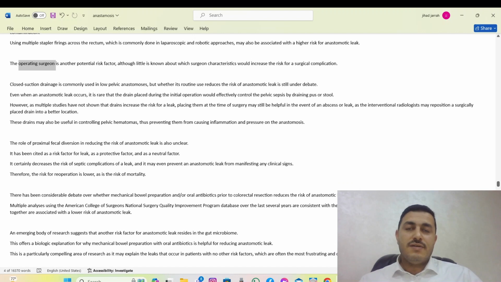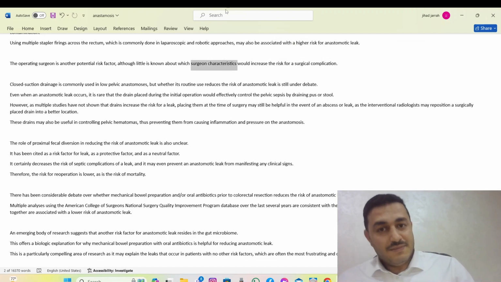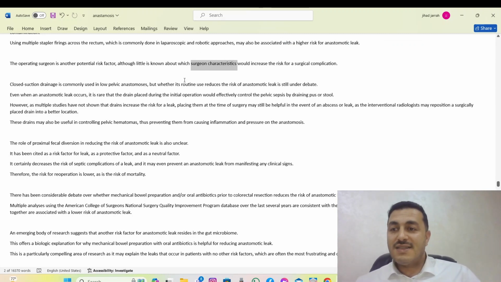The operating surgeon, unfortunately, is a risk factor, but we do not know what characteristic of the surgeon causes the leak. So, the operating surgeon is a potential risk factor, although little is known about which surgeon characteristic. Is he fast while constructing the anastomosis, or does he use certain techniques? We don't know.